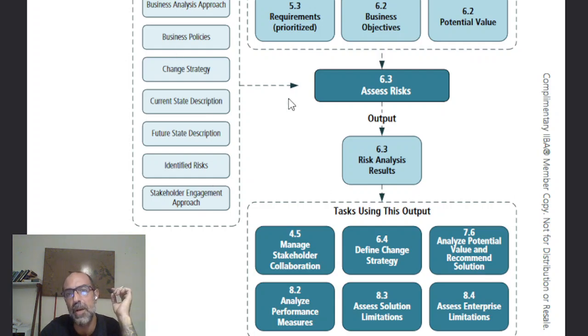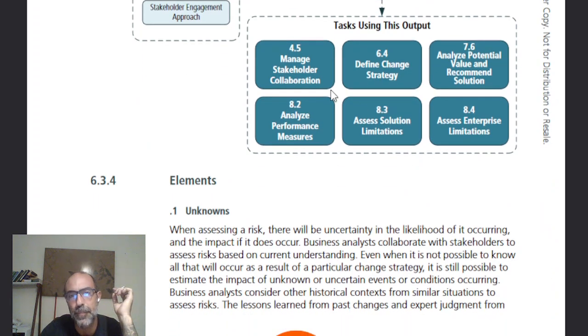So I want you to really imagine, because most of the outputs here are basically the tasks using this output are the managed stakeholder collaboration, which is basically 2 chapters back, which means everything we're doing is kind of happening synchronously, while we're conducting something, we're conducting something else.